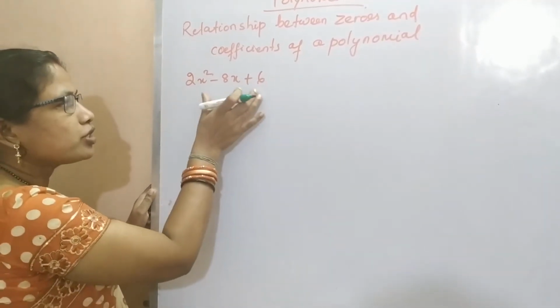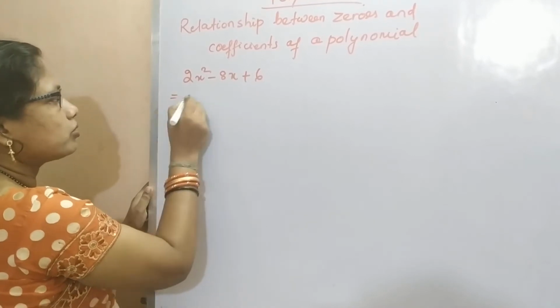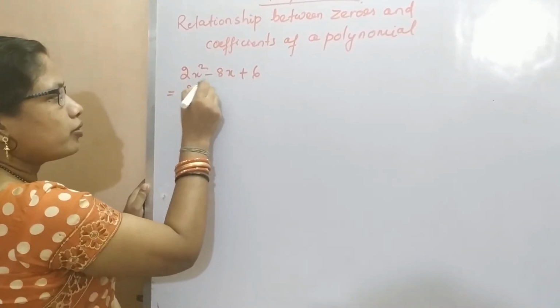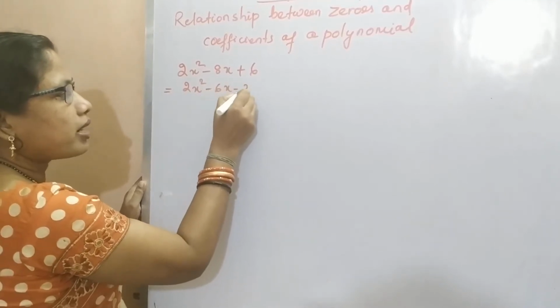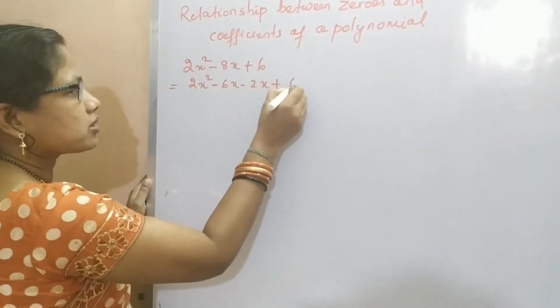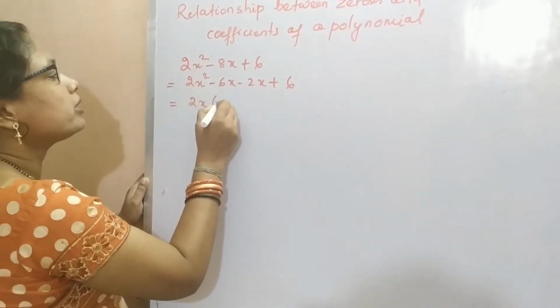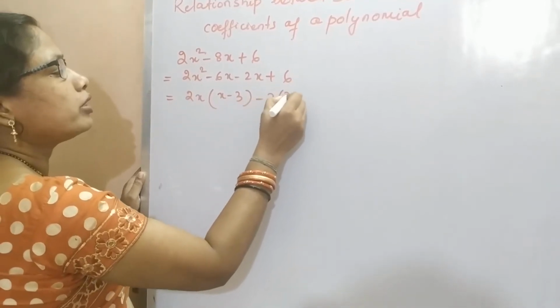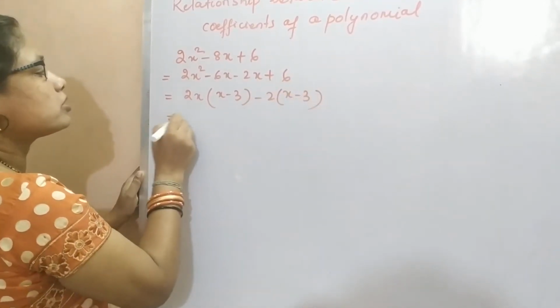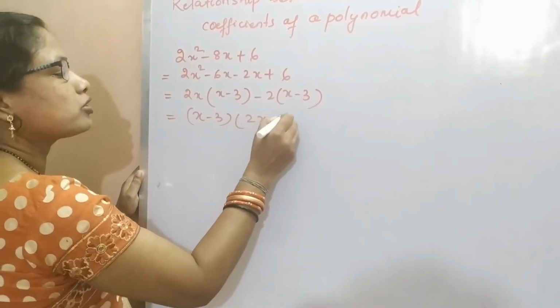So what are the zeros of this polynomial? We have to find first. So this is equal to 2x square, we can split the middle term, minus 6x minus 2x plus 6. So this equal to 2x multiplied with x minus 3 minus 2 whole into x minus 3. So this is equal to x minus 3 multiplied with 2x minus 2.